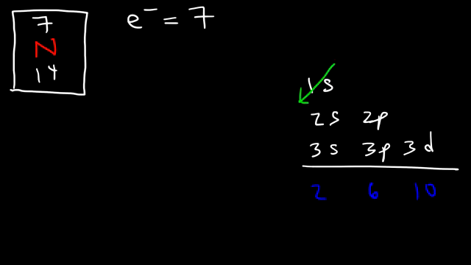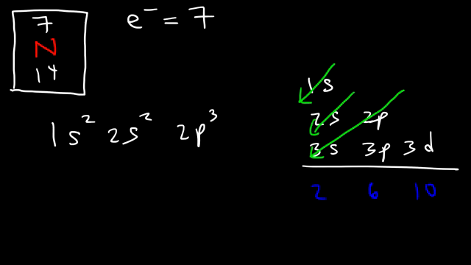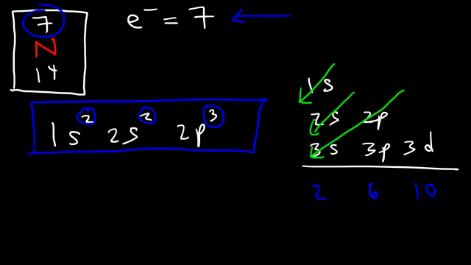First, start with 1s. So I'm going to write 1s2 because s can hold up to 2 electrons. Next, move on to the 2s sublevel. 2s can also hold 2 electrons. And then after 2s, you want to go to 2p and then 3s. Now 2p can hold 6 electrons, but we only need 3 more, because if you add the exponents, 2 plus 2 plus 3 is 7. So once you get up to this number for atoms, you can stop. This is the electron configuration for an atom of nitrogen.